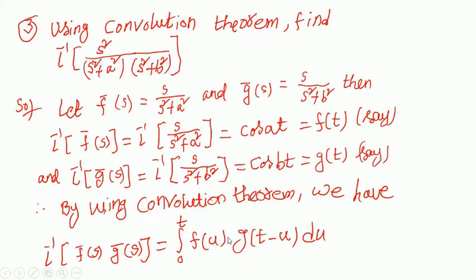Right now, so what is f of u value here? F of t is cos at, na? Just in the place of t you can write u, then you can get f of u as cos au, and g of t value is cos bt. G of t minus u means just in the place of t you can write t minus u. Cos b into t minus u you can get, right? Substitute all the values.